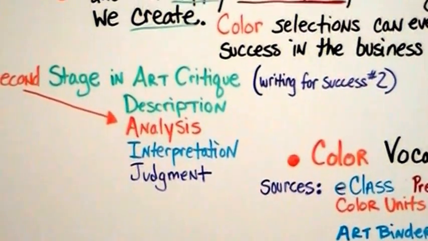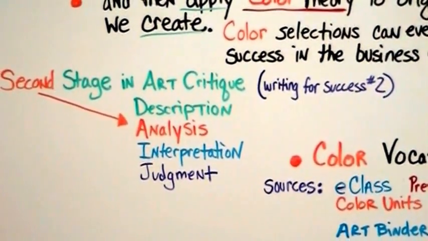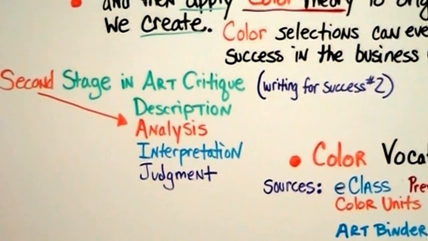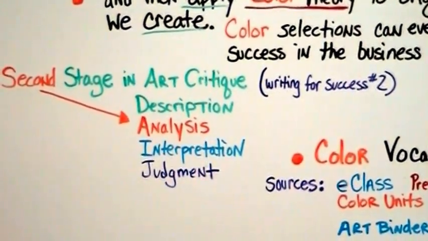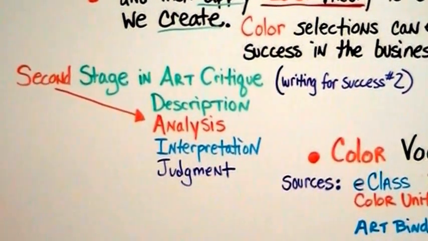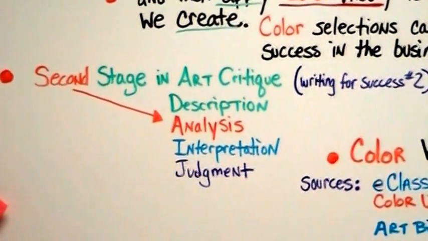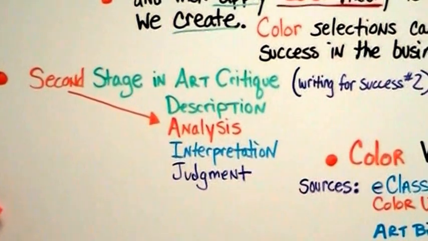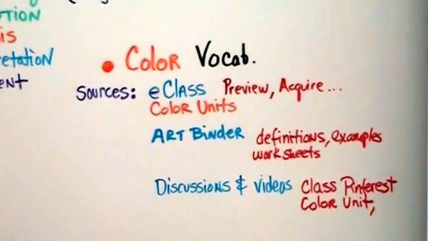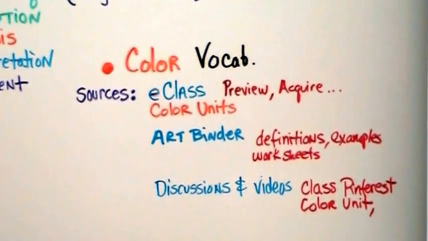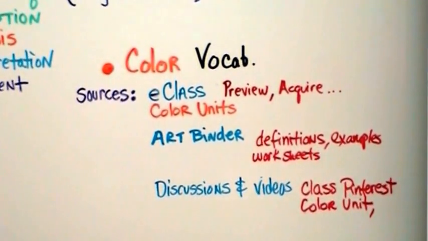in our art critique. We went over what description was. The next stage is analysis, and this is going to tie in just beautifully with our color theme for this week. So we're going to emphasize color when we're analyzing a masterwork of art. So much color vocabulary is in this chapter, so we're going to be using this the next 2 or 3 weeks.